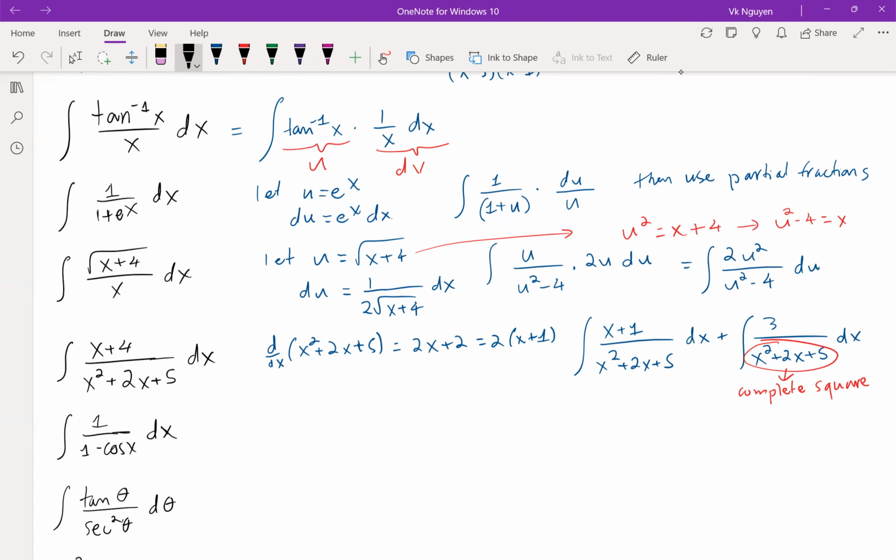For the integral of 1 over 1 minus cosine x dx, we can multiply the integrand by the conjugate of 1 minus cosine x, which is 1 plus cosine x over 1 plus cosine x dx. And then from here, things will get better.